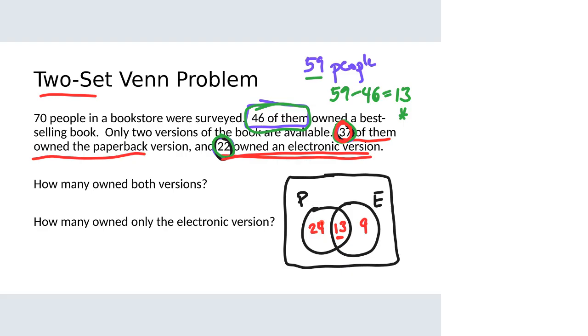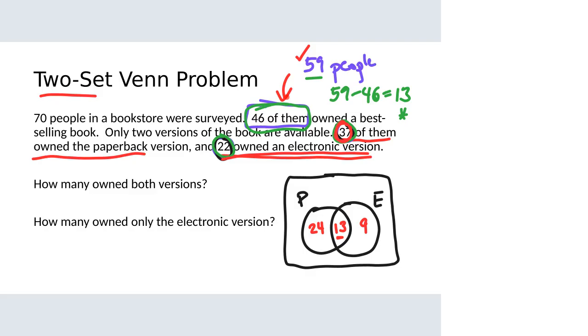Okay, Laura, good. Yeah, the 37 and 22 added together gives us, according to this, 59 people own the book. But only 46 own the book, so 13 must have been counted twice. Yes, you did, Katrina. Subtracting was the right idea. Yep.